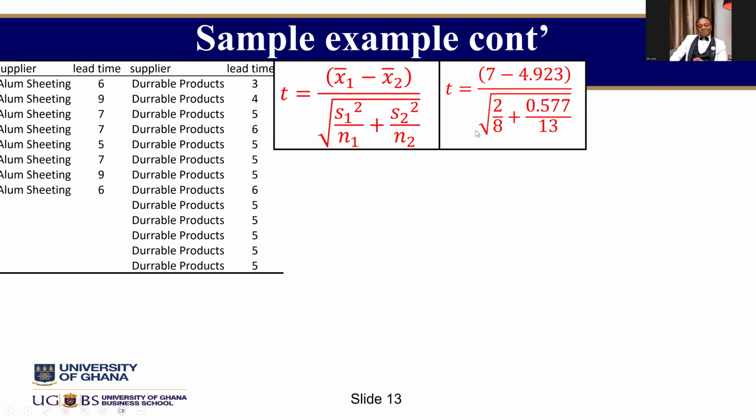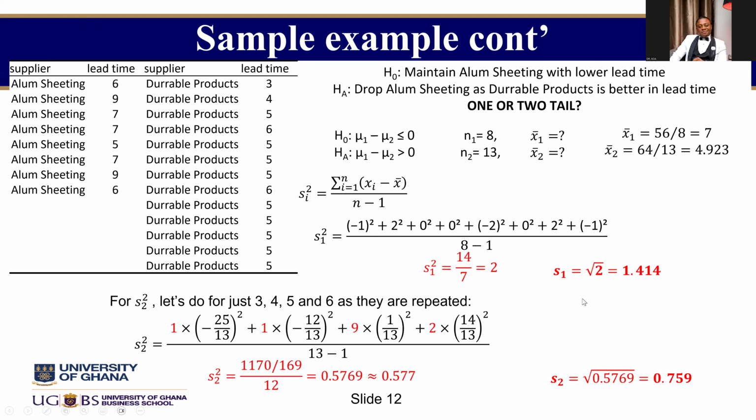So you substitute first. This is a substitution. Okay, remember that the mean for the first group was 7. The mean for the second group was 4.923. Okay, the variance for the first group was 2. The variance for the second group was 0.577. Let me just go back so that you are not confused and you understand. So we are taking these variances. The variance for the first group was 2. The variance for the second group was that. Sometimes you are using the variance to calculate something, but sometimes you are using the standard deviation as well. That's why you calculate both.